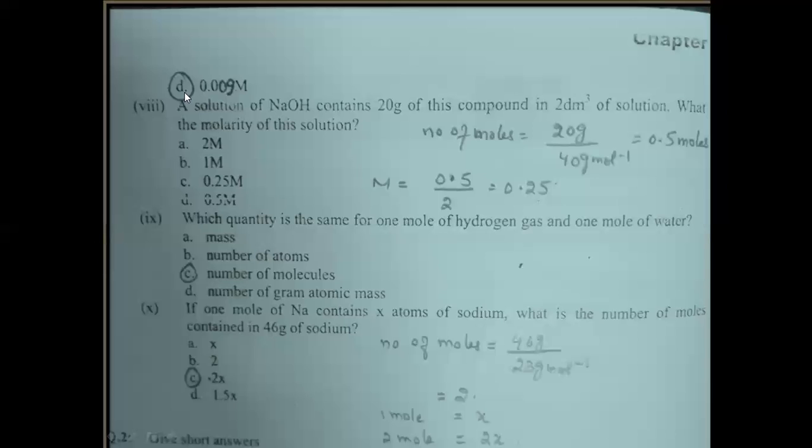Number 8, a solution of sodium hydroxide contains 20 grams of this compound in 2 decimeter cube. Mass is given and volume is given, 2 decimeter cube. What is the molarity of this solution? Very easy. You can find the molarity by different formulas. One of the simplest is to first convert the grams into moles and then put it into the molarity formula, which is number of moles over volume in decimeter cube. So I'm using that one.